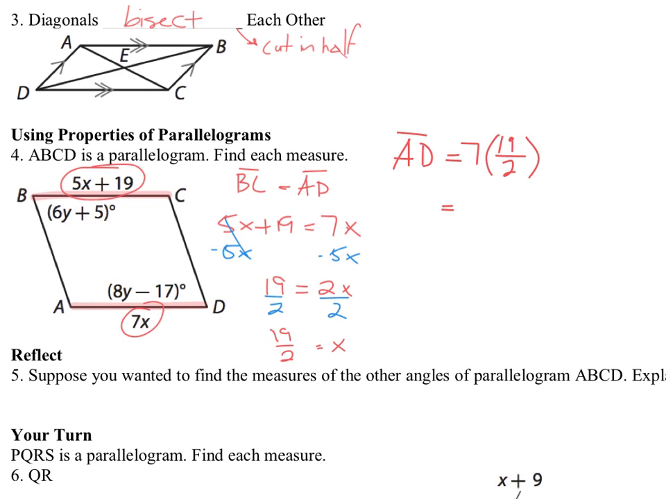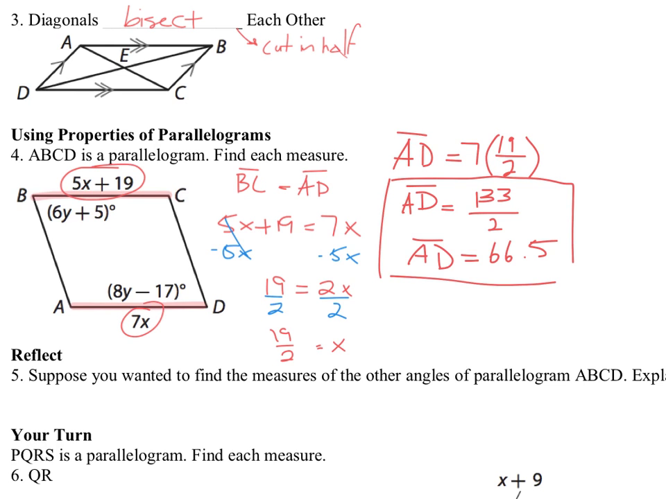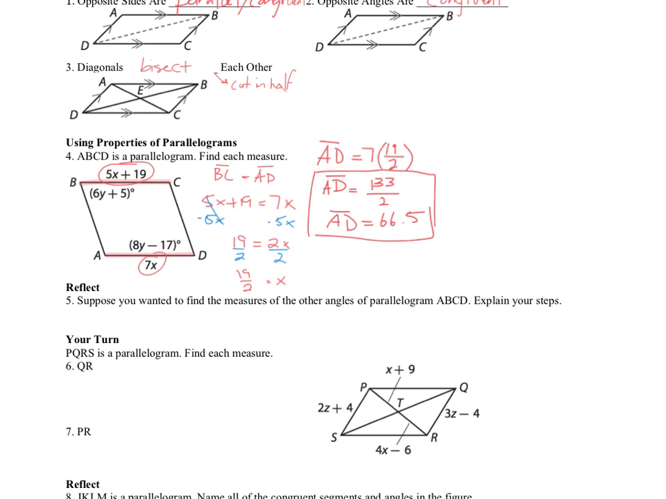7 times 19 is 133 over 2. And this is an instance where it would be more okay to get a decimal. You could leave it with 133 over 2, and you would be totally right. If you want it to make maybe a little more sense as you're looking at it, 66.5 would be the answer there. And so again, that's for AD and BC, since they are both the same, right? Those opposite sides are congruent.